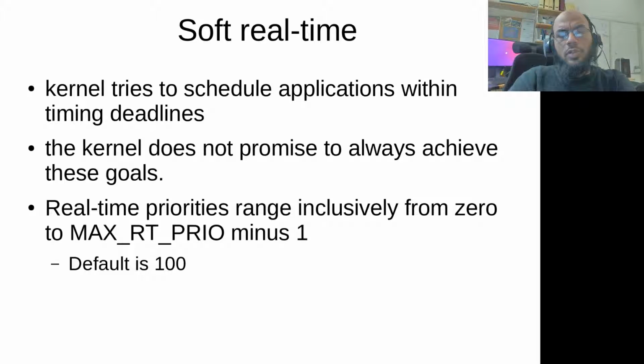The real-time priorities in Linux are set using a range, inclusive, from 0 to max real-time priority minus 1, which is something that you declare in your scheduler. So that's why you have from 0 to 99, because the default max RT priority is 100, which then gives you 100 priorities.